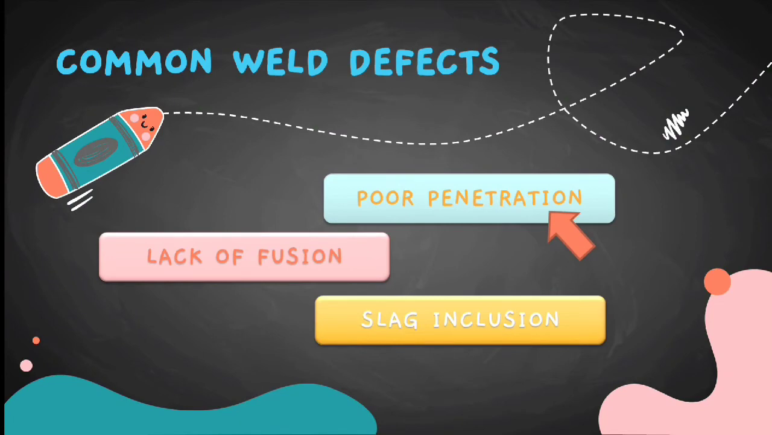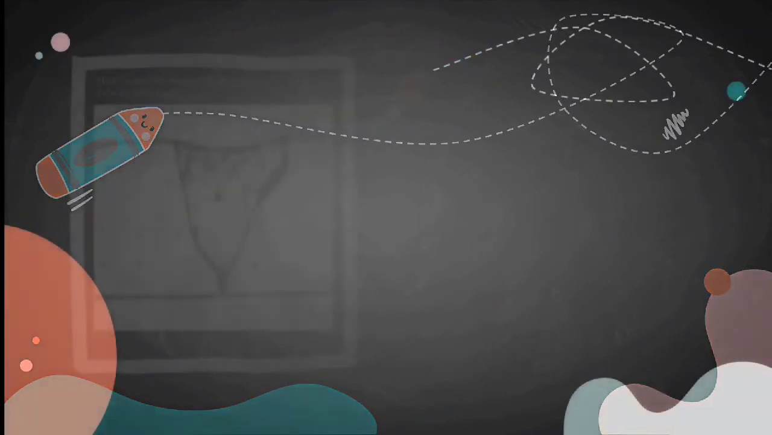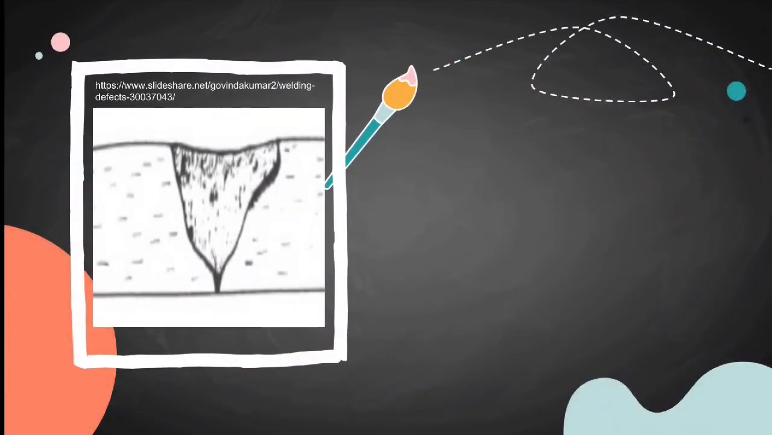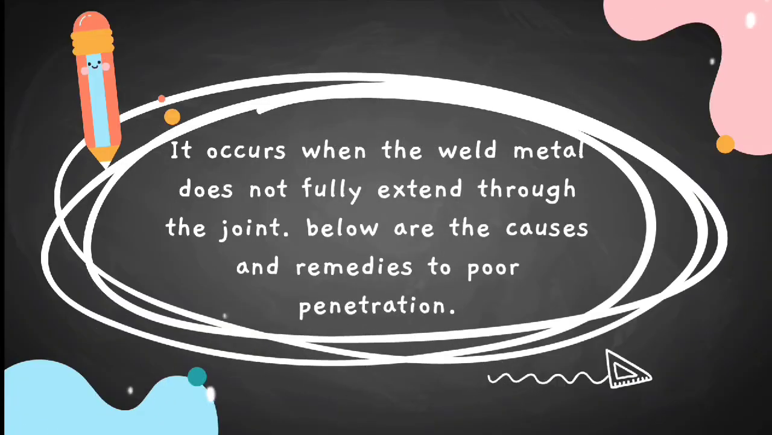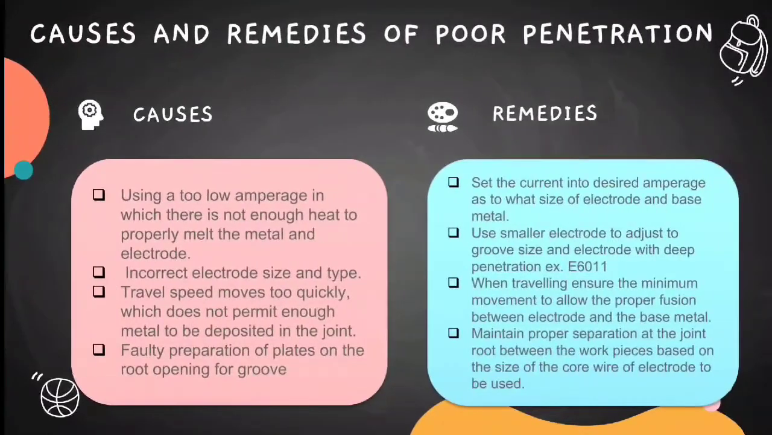Next one will be all about the poor penetration. So what is a poor penetration? Poor penetration occurs when the weld metal does not fully extend through the joint. Below are the causes and remedies to poor penetration. Let's discuss first the causes.